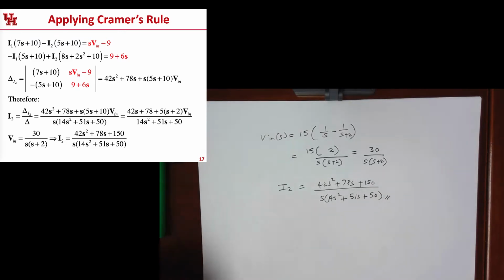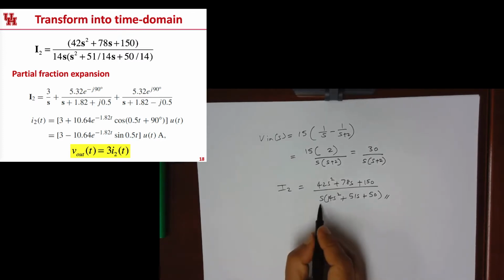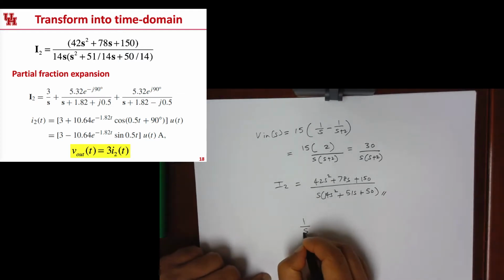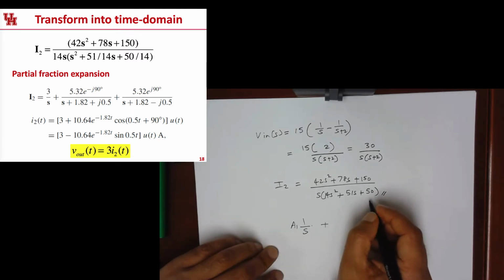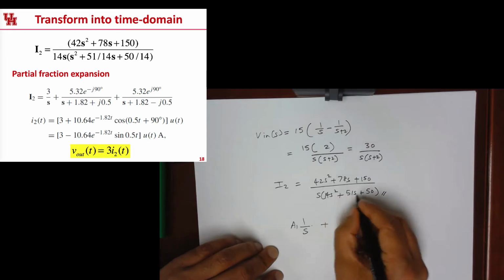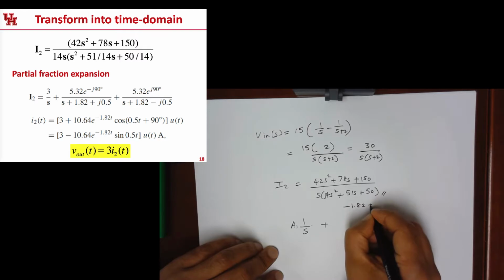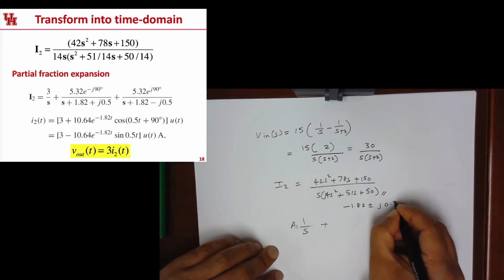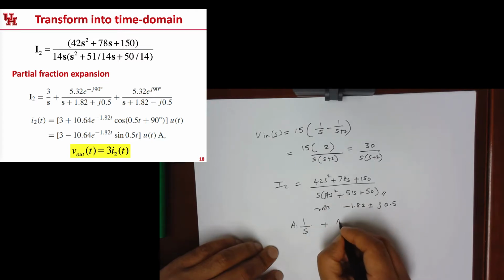So this is going to be a final answer for the current I2. And then if we do the partial fraction on that, this gives me a pole that looks like 1 over s times some constant. And this is going to give me a pair of poles. The roots of this equation turn out to be minus 1.82 plus or minus j 0.5.